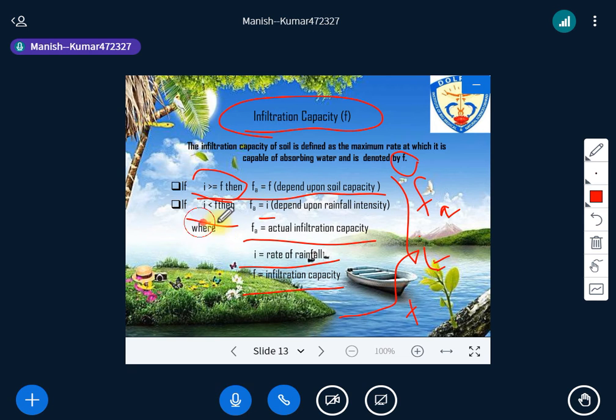And if it is less than, how much has to be absorbed by the soil? Only the amount of water that the rainfall provides has to be absorbed, right? It means here the amount of water is less, here the amount of water is more. Is it clear up to this point? Is the concept clear to all of you?